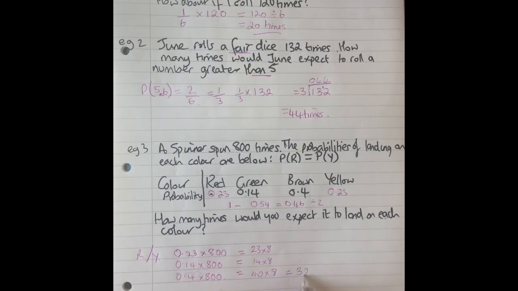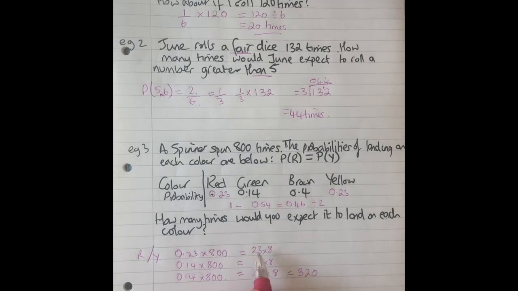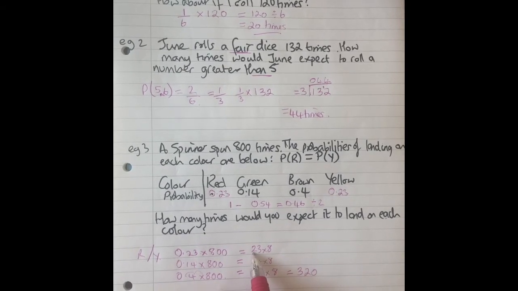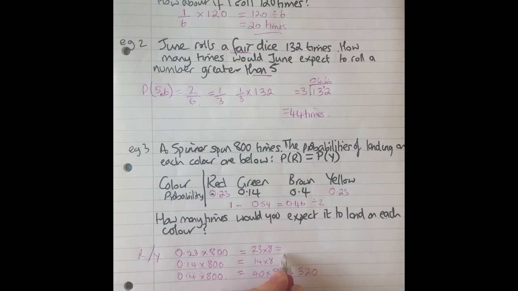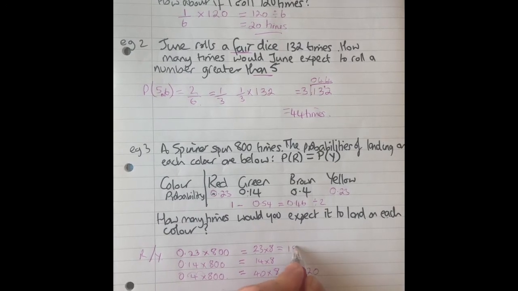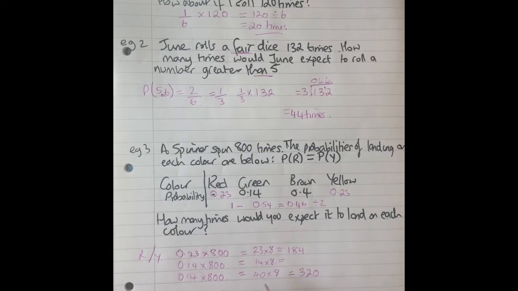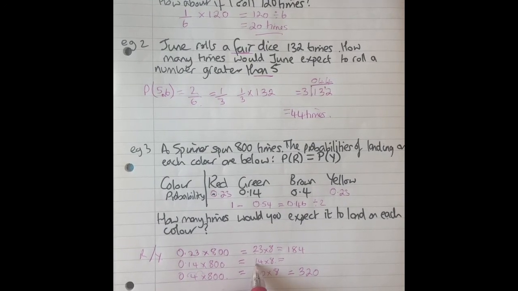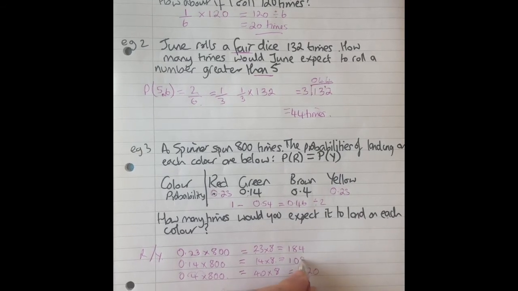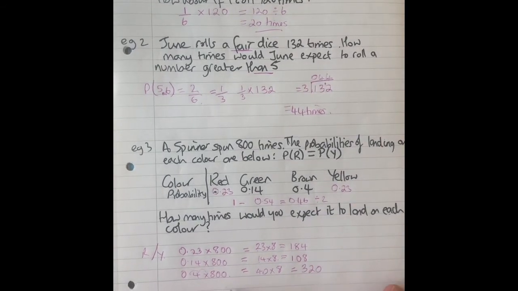So that one's 320, we know that. 23 times 8, we'll double, remember, for times by 8. So double that is 46, double is 92, double that is 184. Next one, again, double. So double it is 28, double it is 56, that'll be times 4, and double it is 108. So let's just double check.